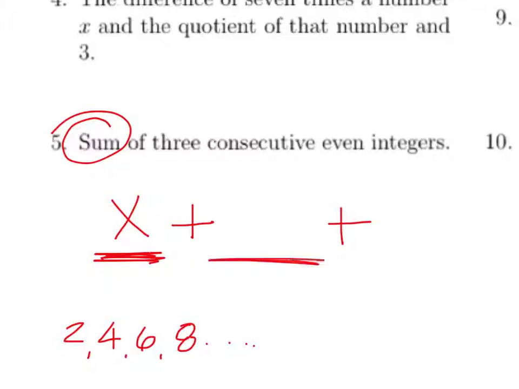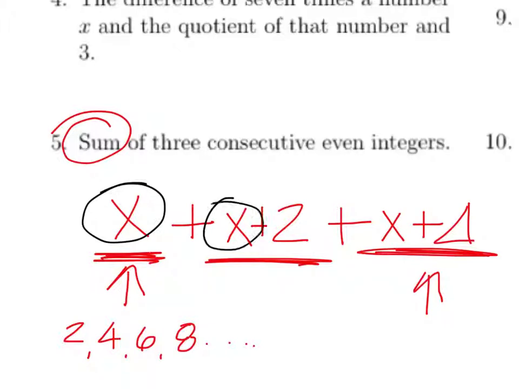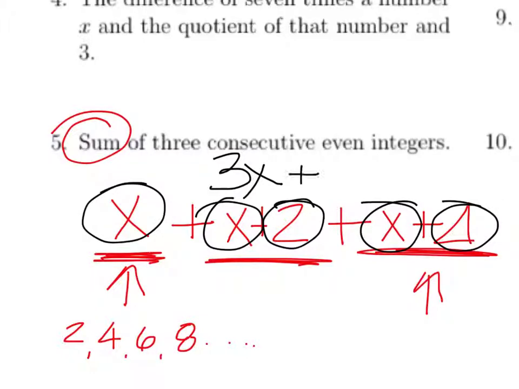The next one here must be 2 higher than that. And how much higher will this one be than this one? It'd be 4 higher than that one. And if you simplify this, you could also put 3x and then plus 2 plus 4, which is 6. It would have to be that.